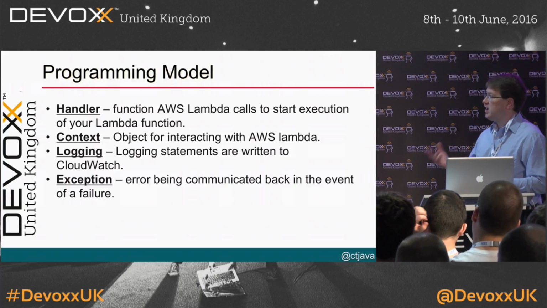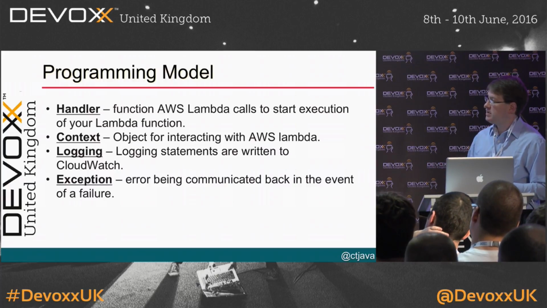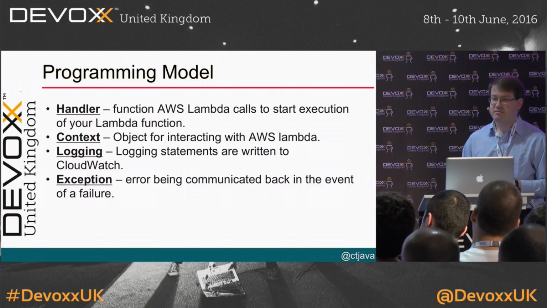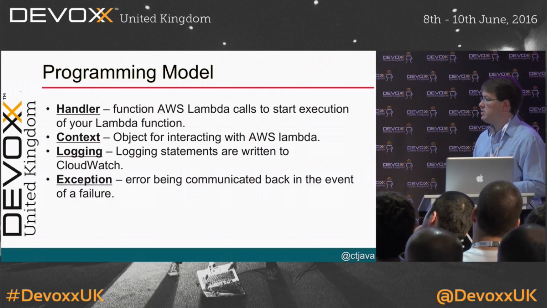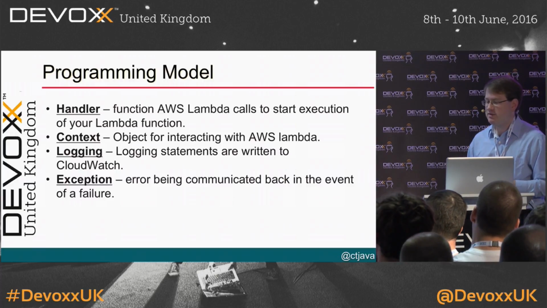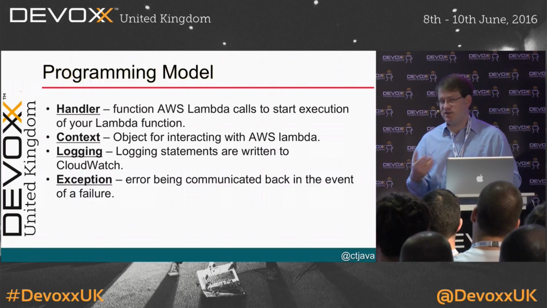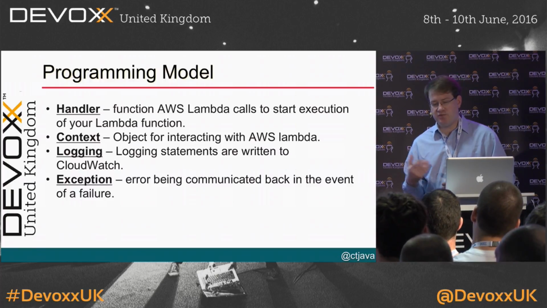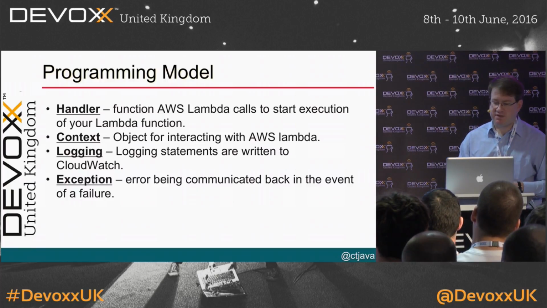They provide built-in logging, so you can write logging statements out to CloudWatch to see what's going on with your Lambda functions. Exceptions: you can throw an exception, which basically communicates back to the container that something failed. It'll try executing your Lambda function at least 2 more times before giving up, as I mentioned.